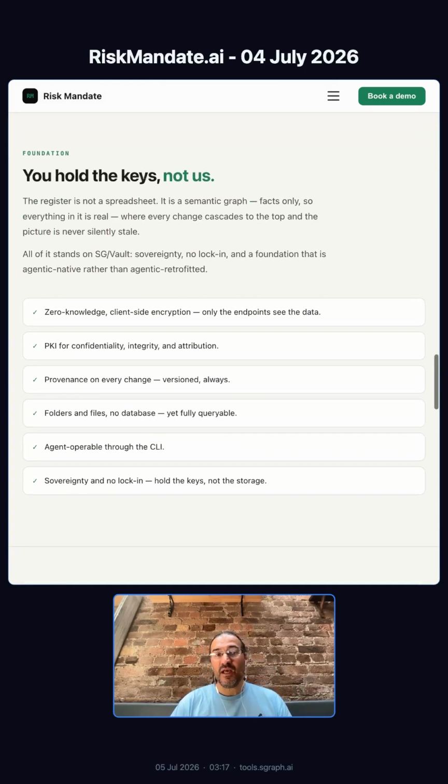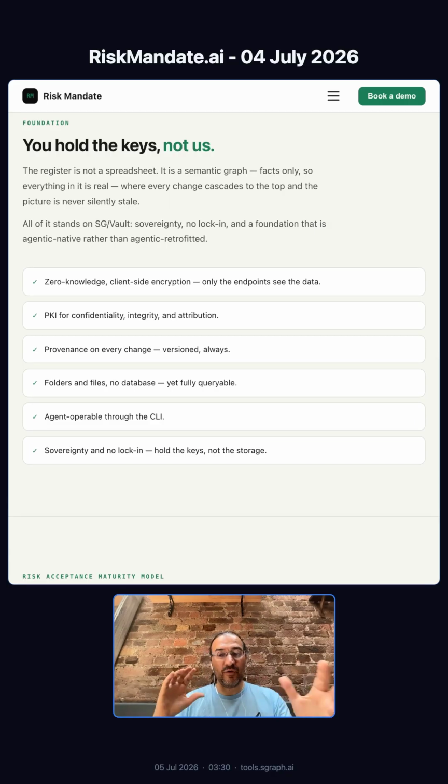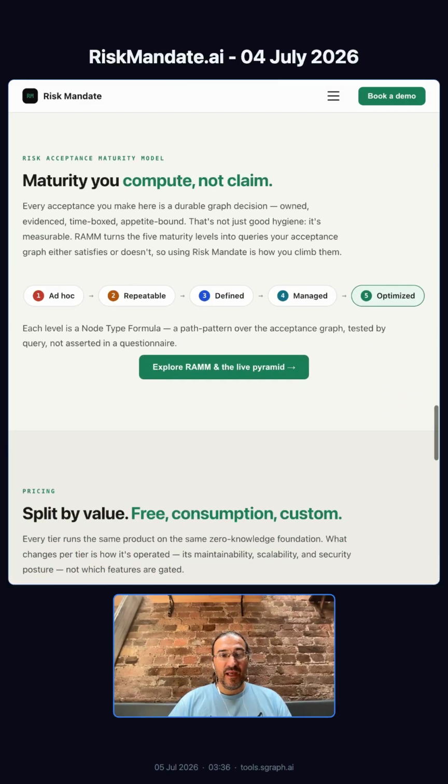That's very important. Now, all this runs on top of the S graph and S vaults that have been created, so it's all client-side or device-side encrypted. The server doesn't hold any of the data. All of this has been working, the vaults, etc. This is built on top of it, and it's also open source, so there's no lock-in, no risk, etc.